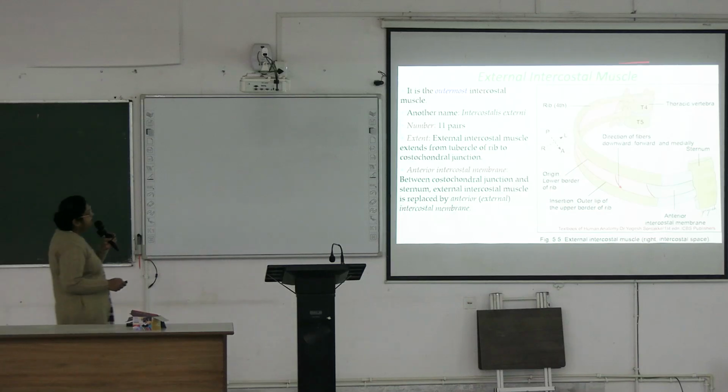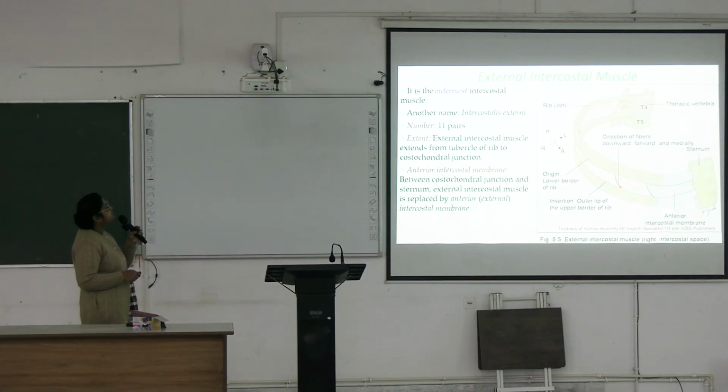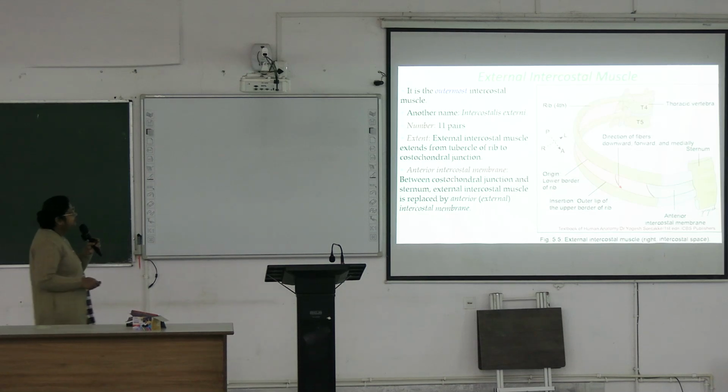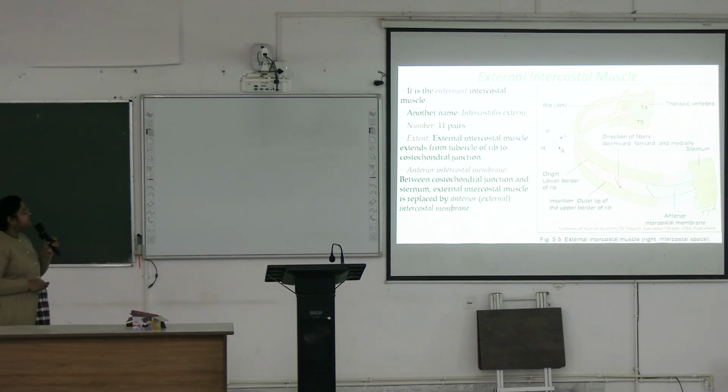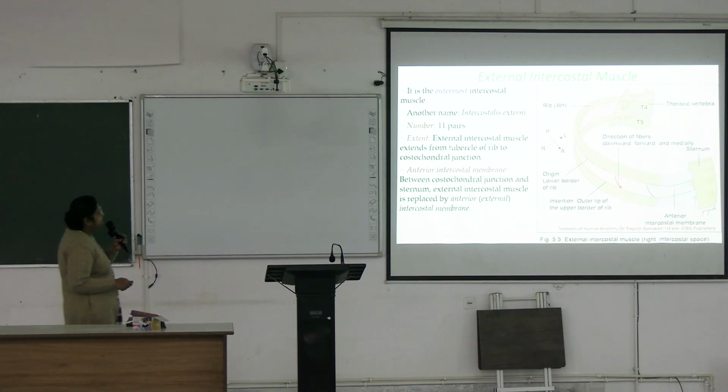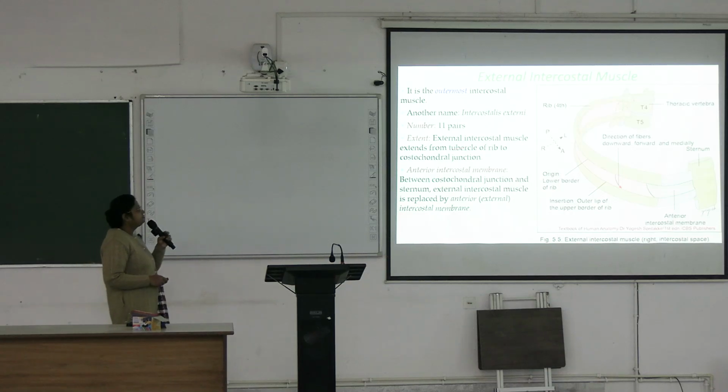So external intercostal is the outermost intercostal muscle. Another name is intercostalis externi. There are 11 pairs in number. Its extent is from the tubercle of the rib, here lies the tubercle of the rib, to the costochondral junction.